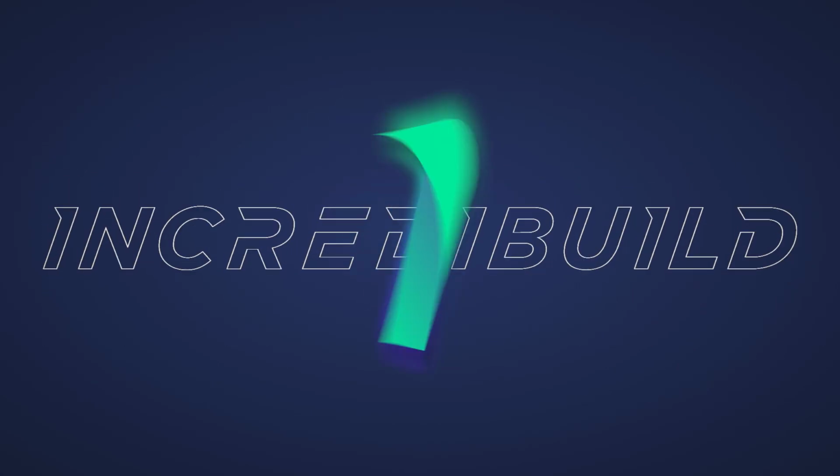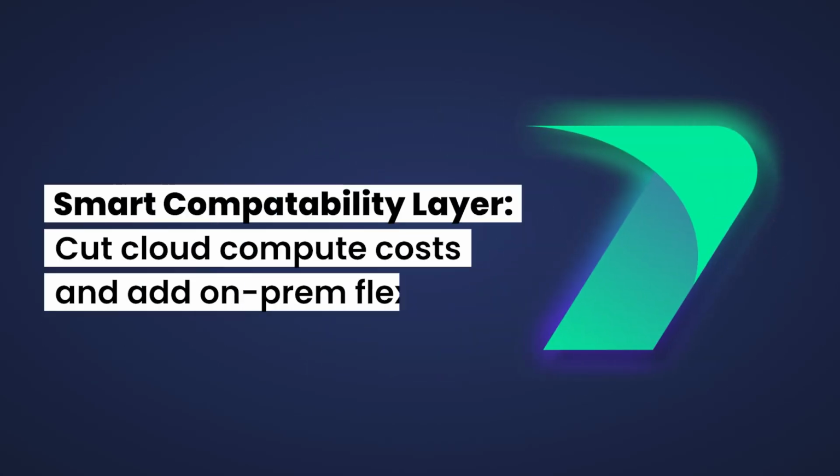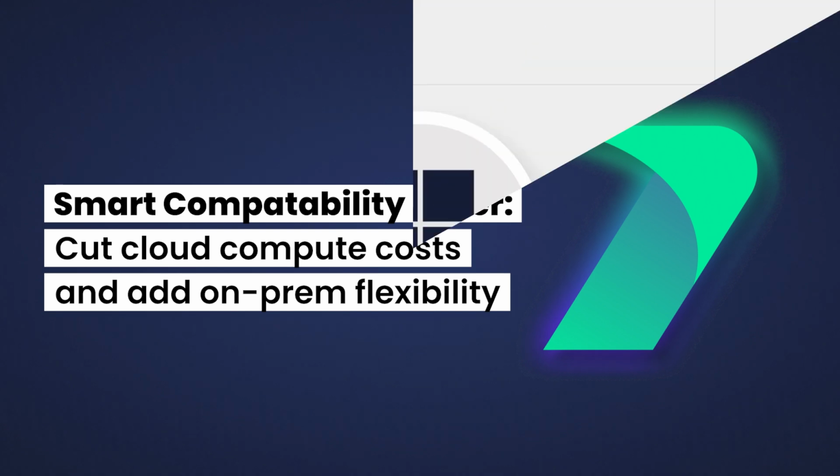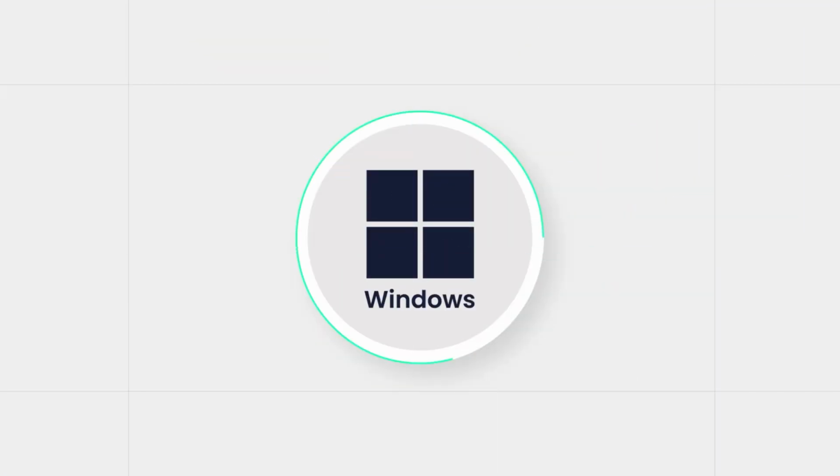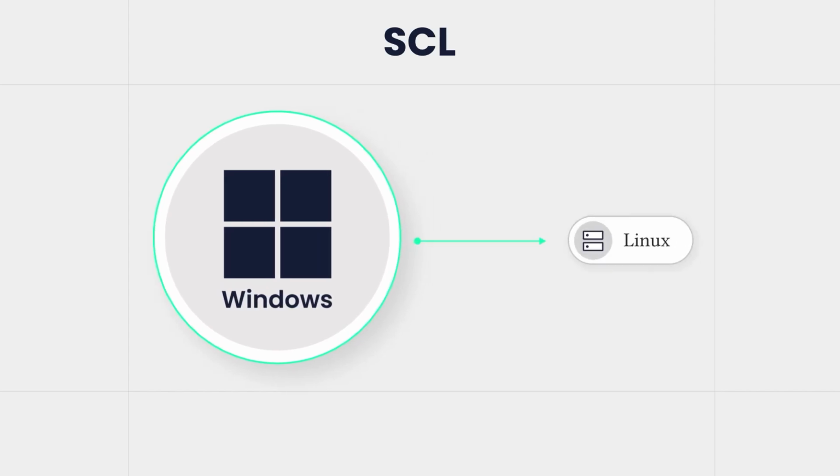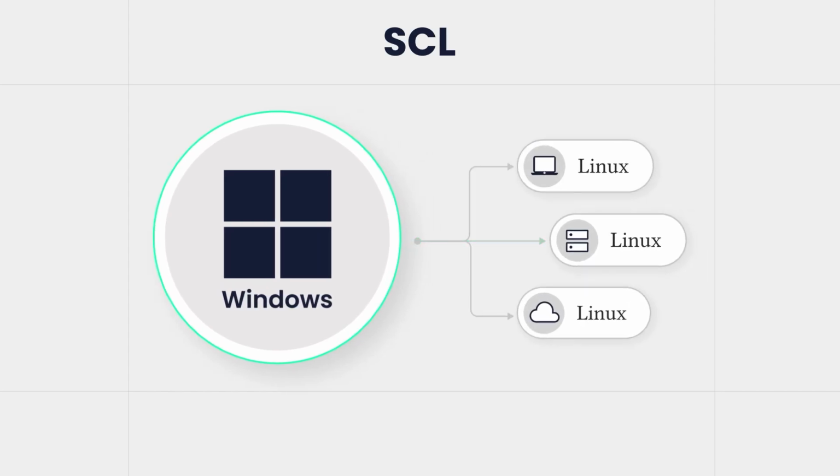In this video, we'll explore how Incredibuild's smart compatibility layer cuts cloud compute costs by up to 70% and adds on-prem flexibility without changing your workflows. Smart compatibility layer, or SCL, lets our Windows build acceleration work with Linux machines automatically. No workflow changes, no hassle.